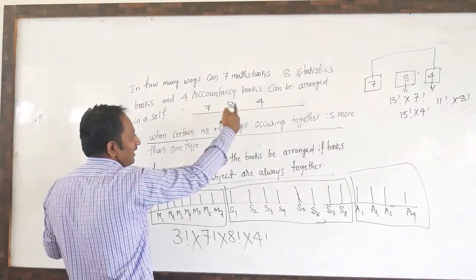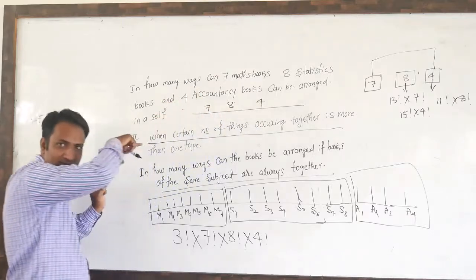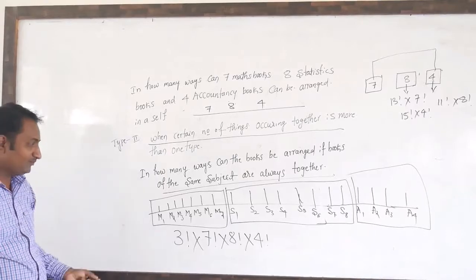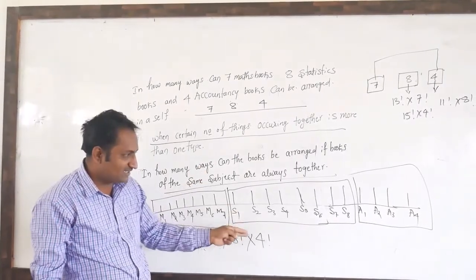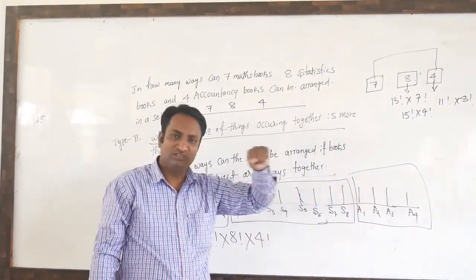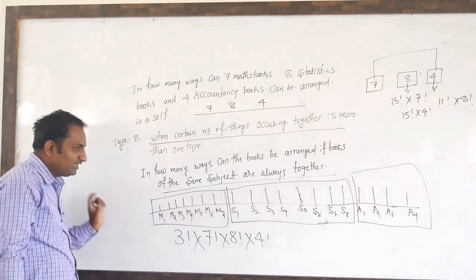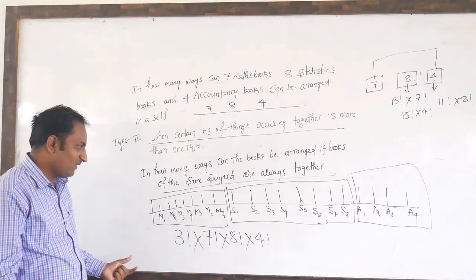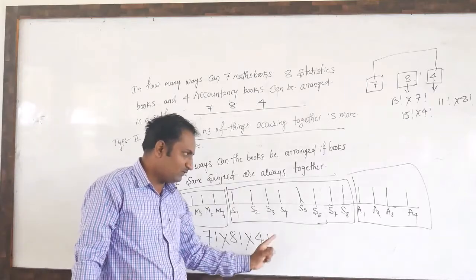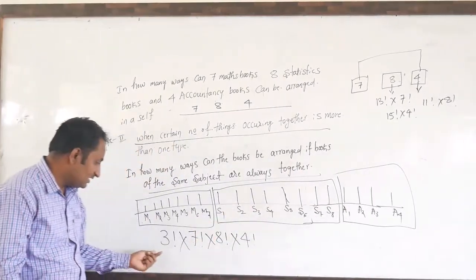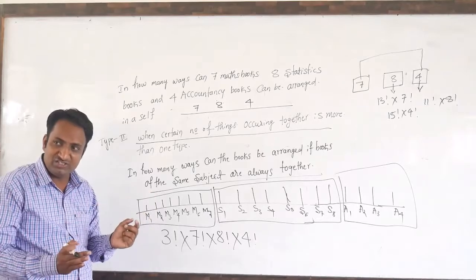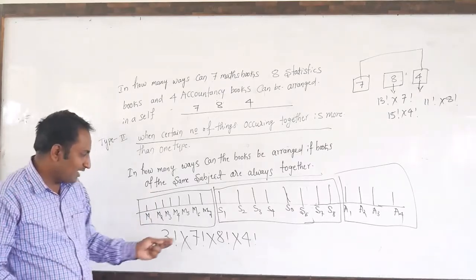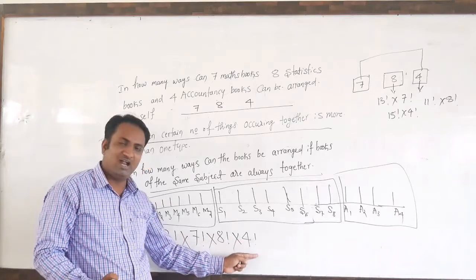8 plus 4, 12 plus 1, 13 factorial plus 7 factorial. Here, maths, statistics and accountancy books. The three varieties of books always occur together. That's why first one, second one, third one. These are the 3 boxes we can arrange separately. That's why we can take 3 factorial and 7 factorial, 8 factorial and 4 factorial.